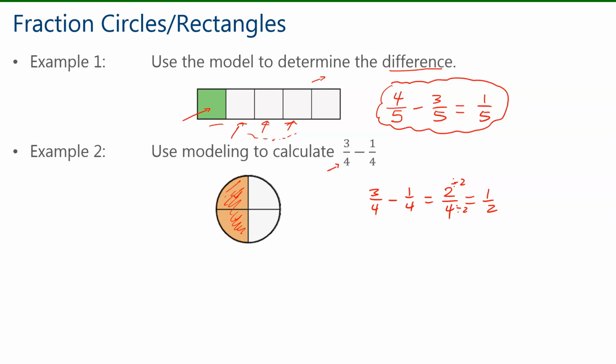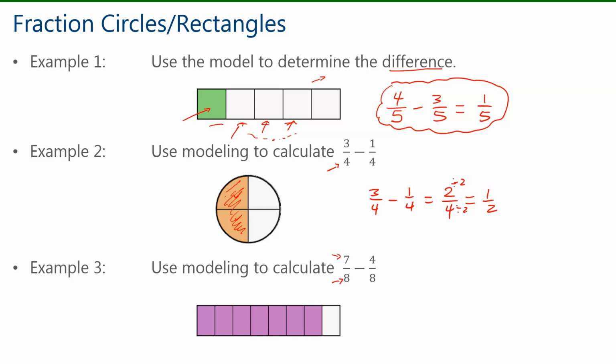In our third example, we will use modeling to calculate 7/8 minus 4/8. And of course, our denominators are the same as they will be in this lesson. I'm going to use a fraction rectangle this time. So I'm going to need a rectangle split into 8 equal sections, and we're going to shade 7 initially. There we have it. My calculation tells me to subtract or take away 4/8. So I'm going to remove these four right here.